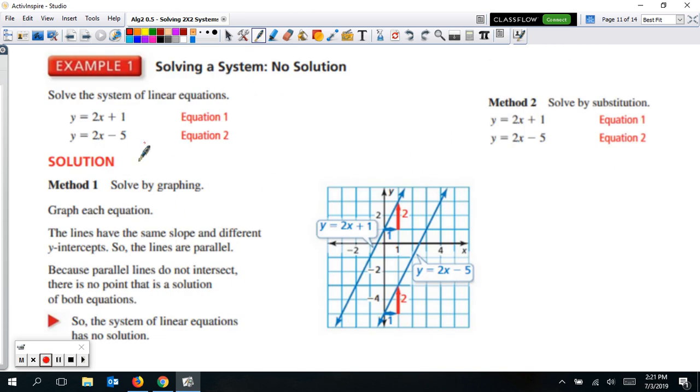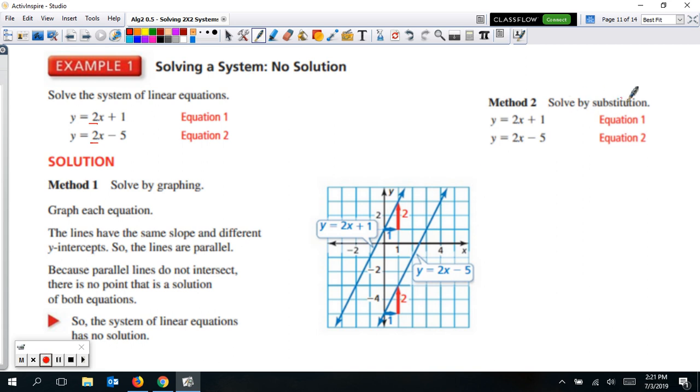So here's one where it shows, okay, you can do method 1, you can graph them. So that's what they're showing on this one. They're graphing, they're both in y equals mx plus b. They see there's the same slope right there, different y-intercepts. So from that, even just by looking at the line or the equations here, I know that this is going to be a no solution answer. These are going to be parallel lines. And the graph definitely verifies that when we graph it and see that they are parallel lines.